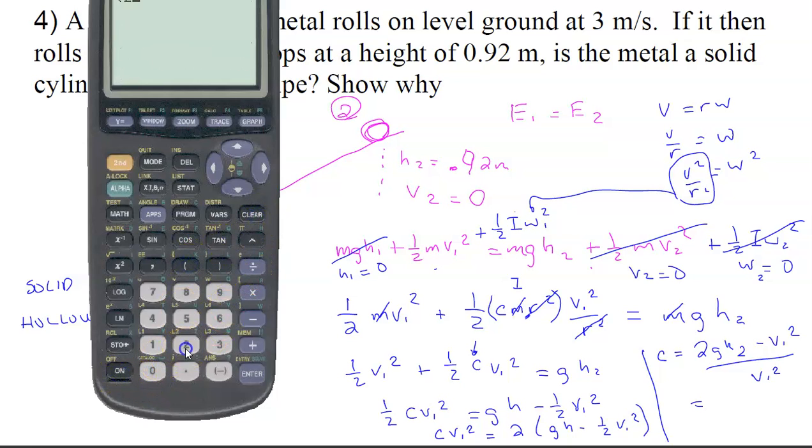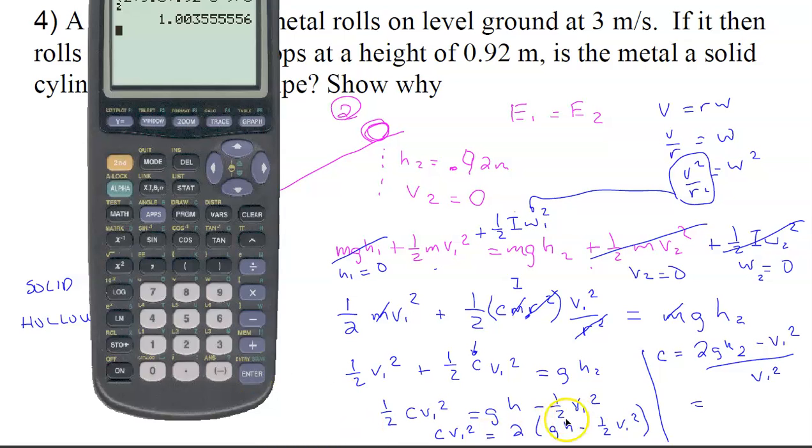I'm going to put some parentheses around the top. 2 times 9.8 times the height here was 0.92. And then I'm subtracting the 3 meters per second. That's got to be squared. I close up the numerator and divide by 3 squared. And it's a 1. Okay?